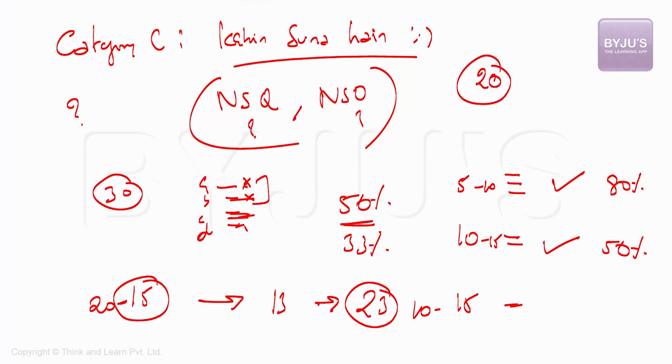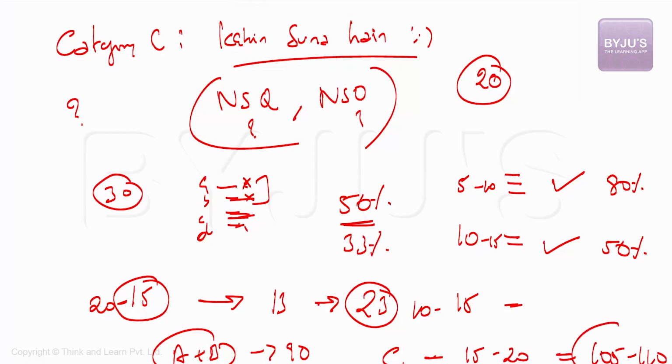So this is something I cannot give you exact numbers on. Around 20 marks if you get out of category C, then you are pretty much safe. Why do I say that? Because from category A plus B, you would have got around 90 marks. Correct? If from category C you can get around 15 to 20 marks, then you're already in the 105 to 110 range. You've already almost cleared the cutoff, right?